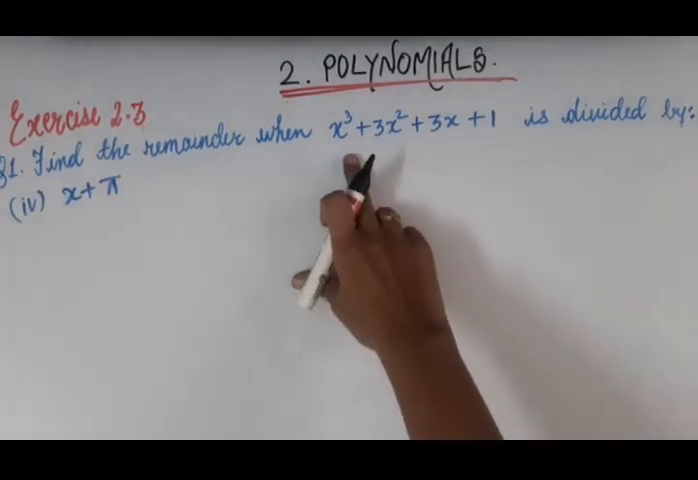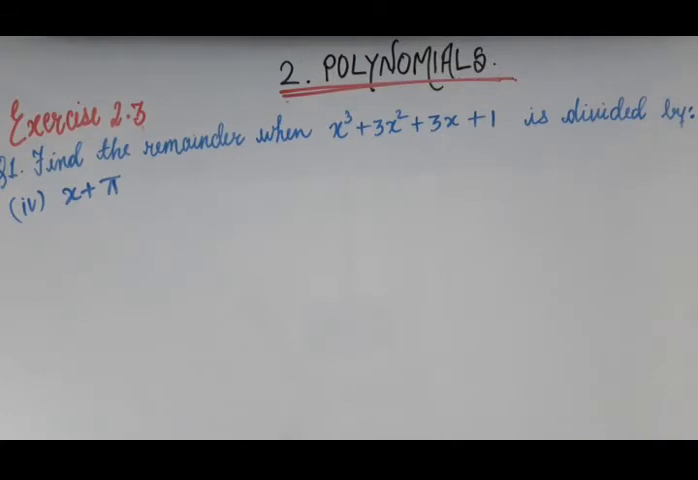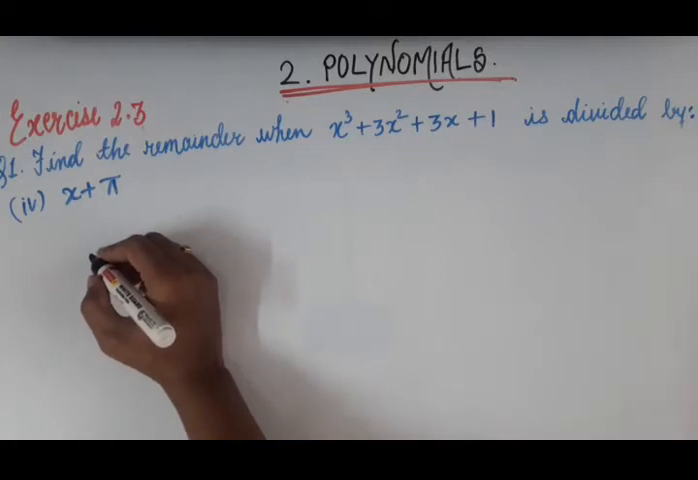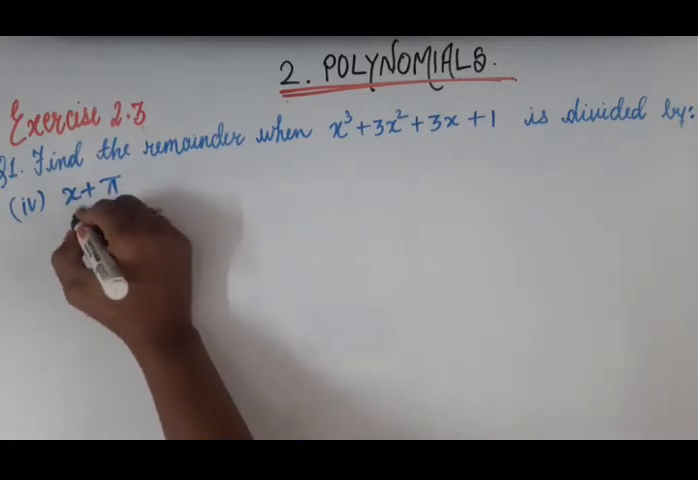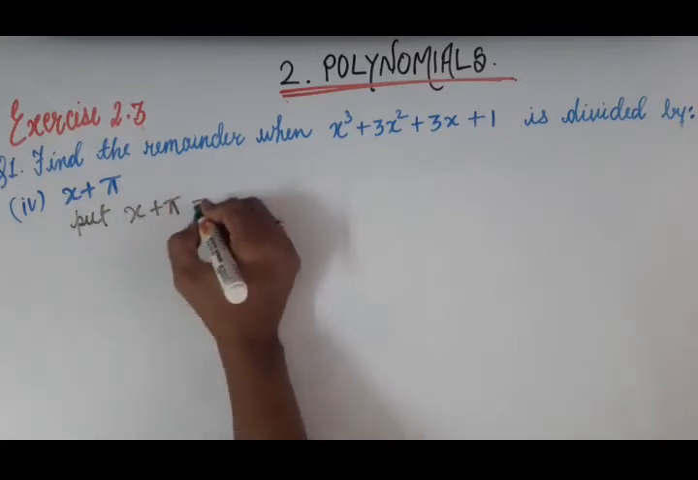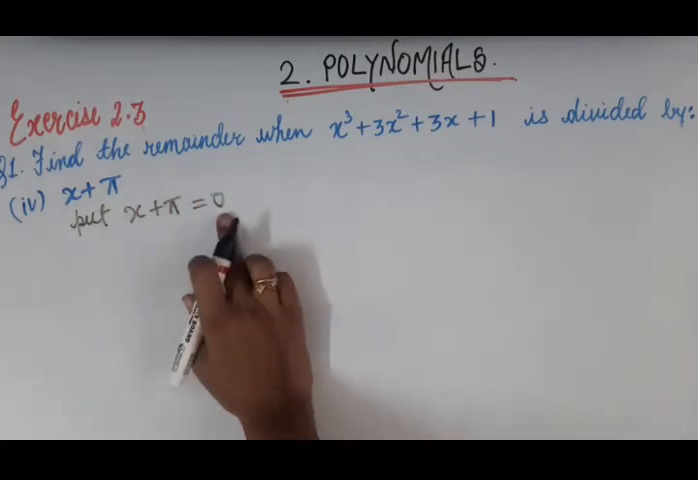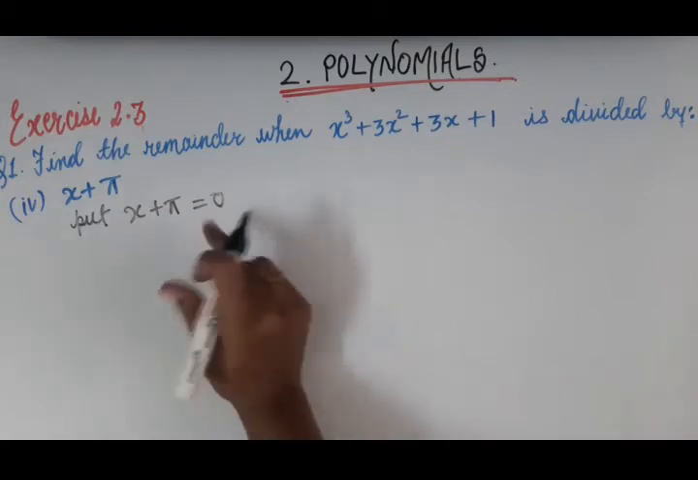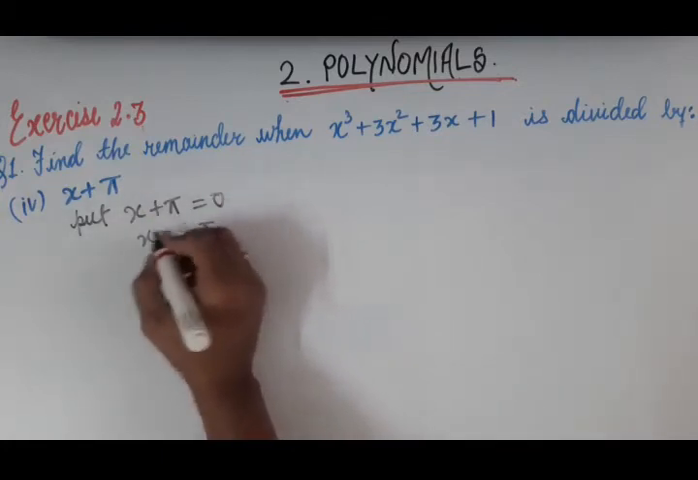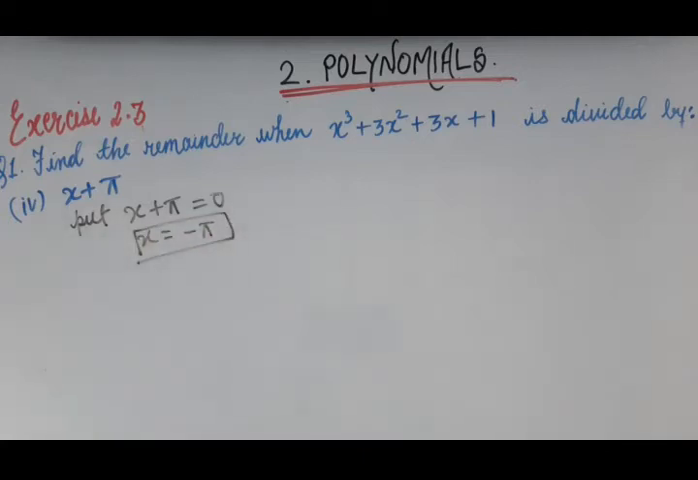Now let us move to the fourth question. Now the dividend is x cube plus 3x square plus 3x plus 1 and the new divisor is x plus pi. So let us solve it with the remainder theorem. So for the remainder theorem, first you find the zero of your divisor. So for that put divisor x plus pi equal to 0. So for what value of x will it become 0? x is equal to this plus pi. After going that side it will be minus pi. Okay, so you got the zero as minus pi.